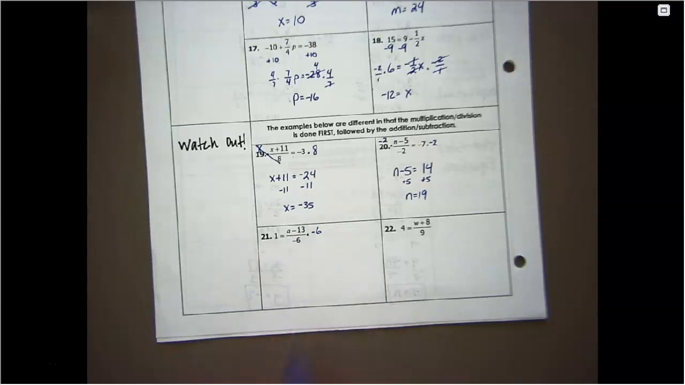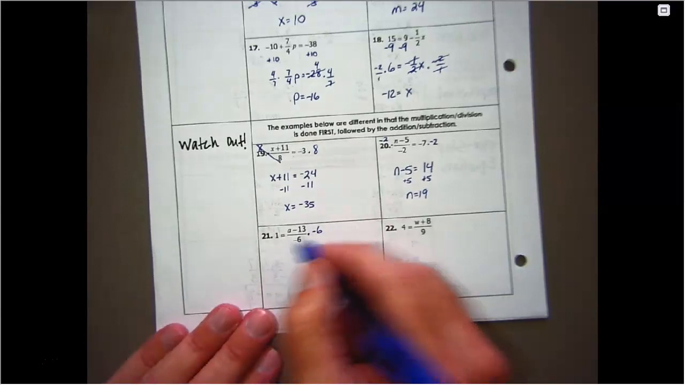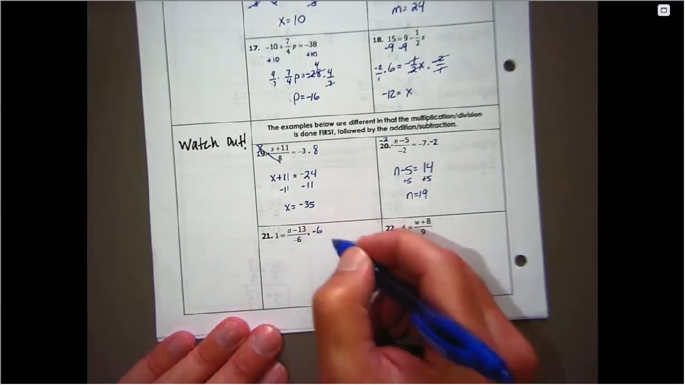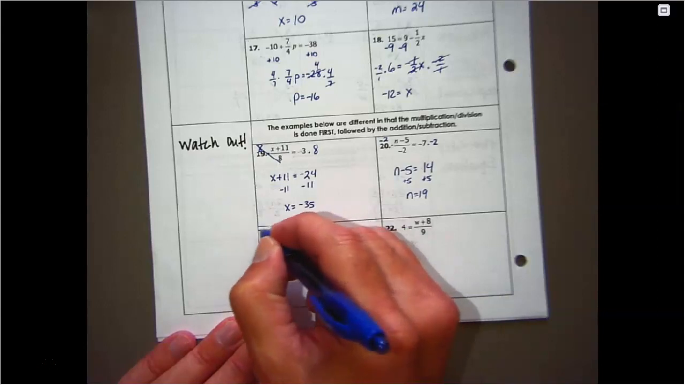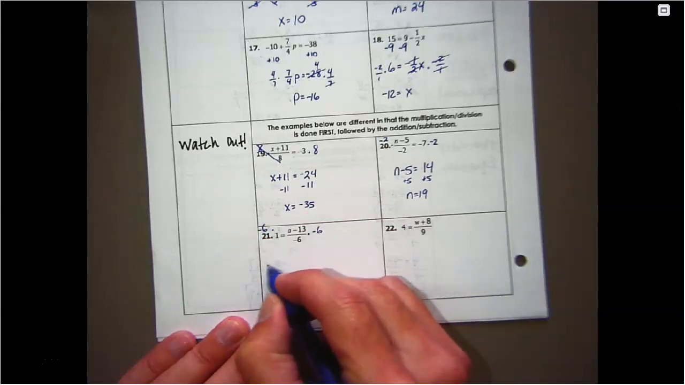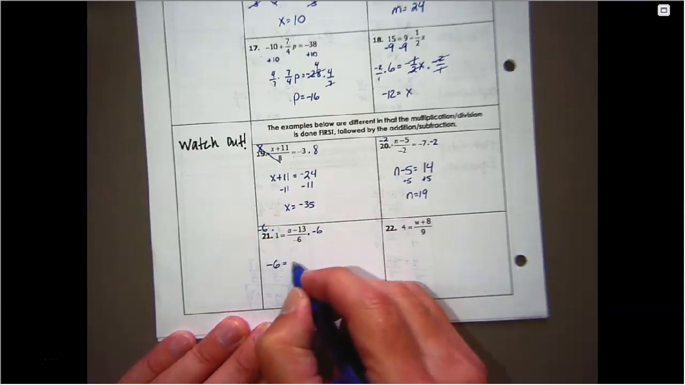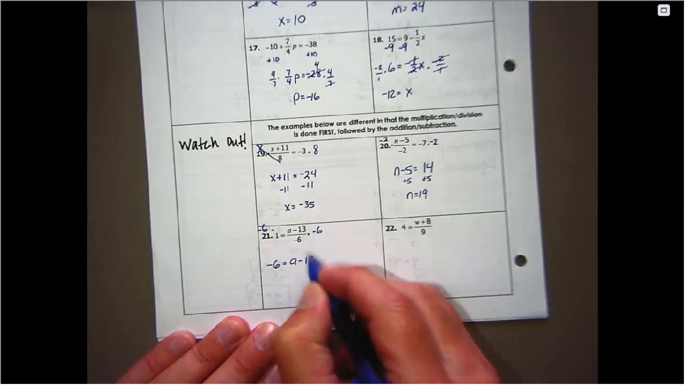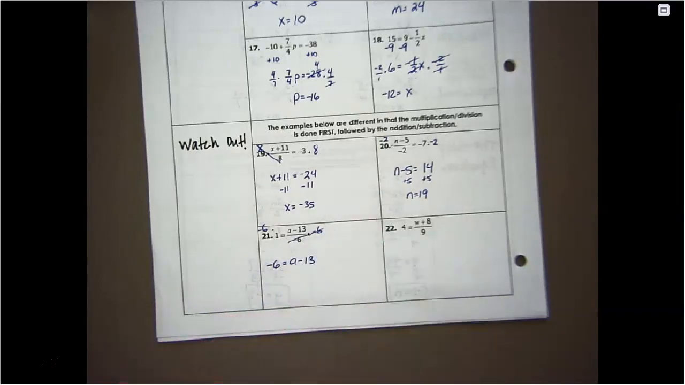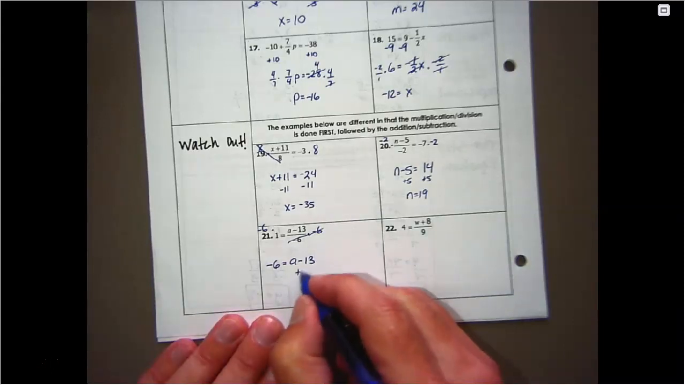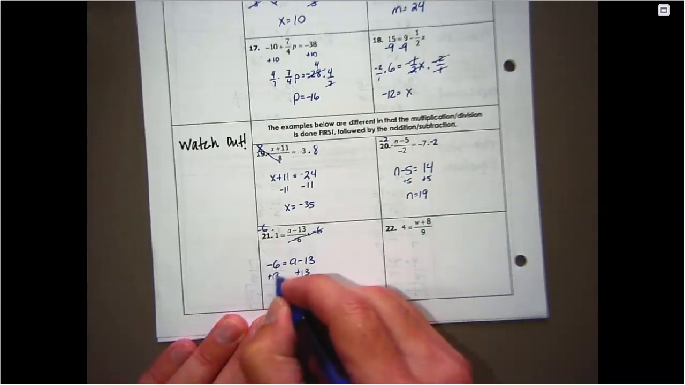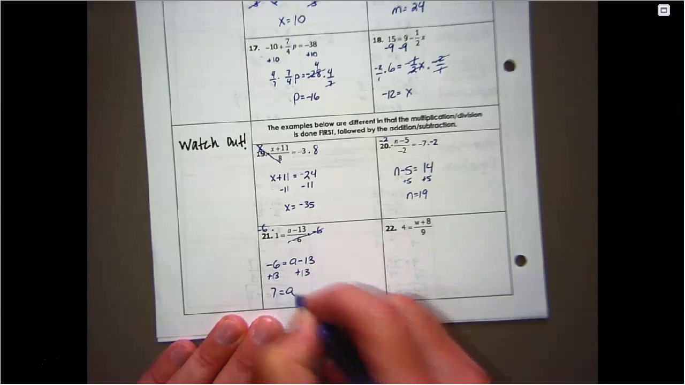It's got a minus 13 attached to it, and it's being divided by negative 6. So we're going to actually get rid of the division first this time. We're going to multiply by negative 6 and multiply by negative 6. Negative 6 times a is equal to a minus 13, as those negative 6's cancel. We're going to add this 13 over. So 7 is equal to a.